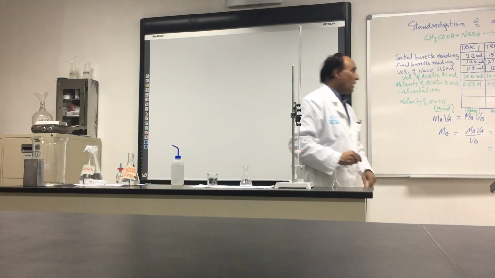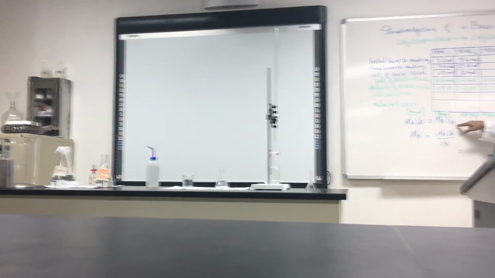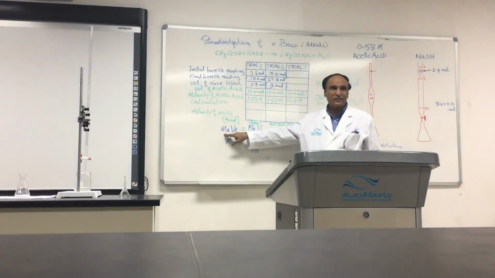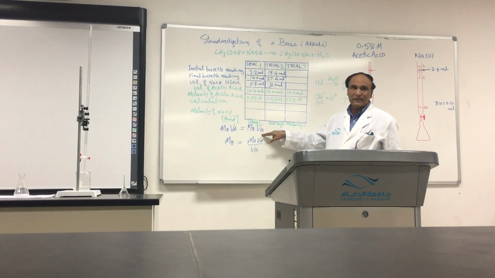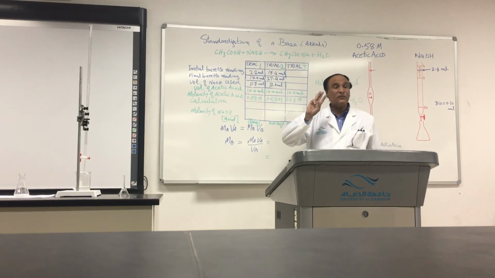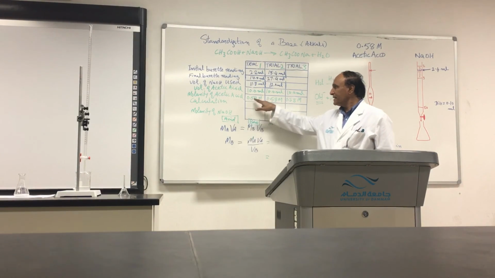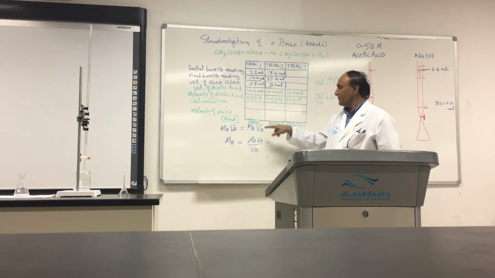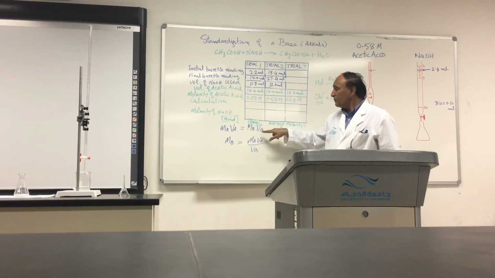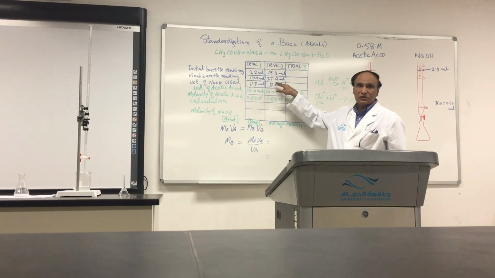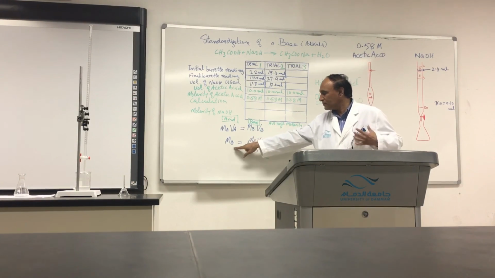Yes. Now, look, we have a formula. MAVA is equal to MBVB. Molarity of acid, volume of acid, molarity of base, volume of base. Right? Four things. If you know the three, you can get the fourth. We know the molarity of the acid, it is given, 0.58, written over there. We know the volume of the acid, 10 each time. We know the volume of the base, the volume used. And we can find the molarity of the base.